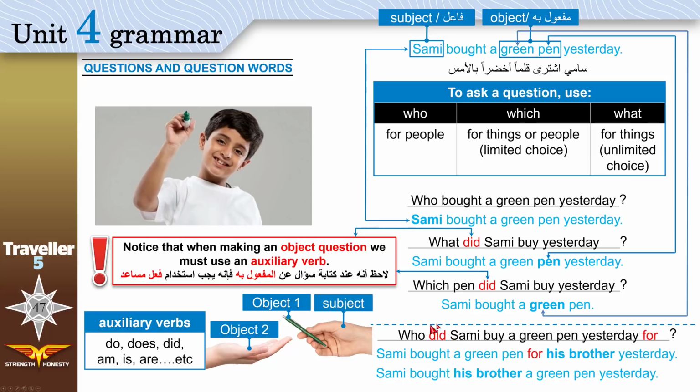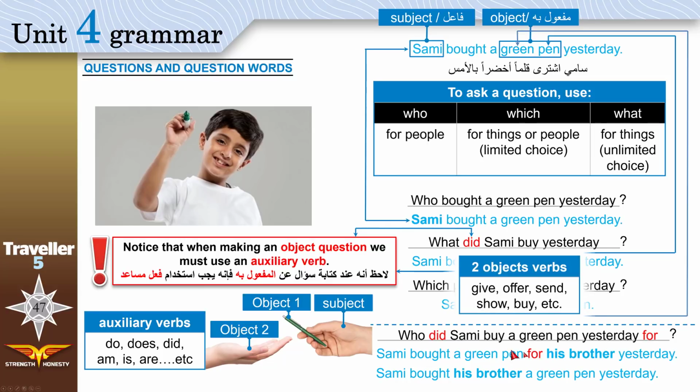Now, let's ask the question. Who did? We're asking about the object. His brother is an object. Use auxiliary verb. Who did Sammy buy a green pen yesterday for? You must use for or to at the end of your question. This is very important. Let me give you another example using the verb give. Who did I give my book to? I gave it to my brother. Do you understand? Again, who did I give my book to? At the end, you must use to or for.